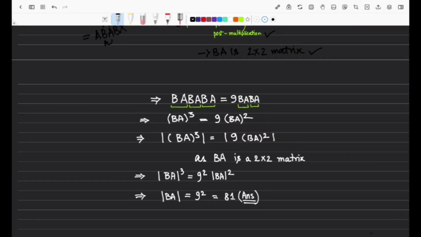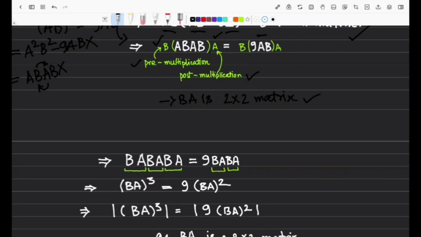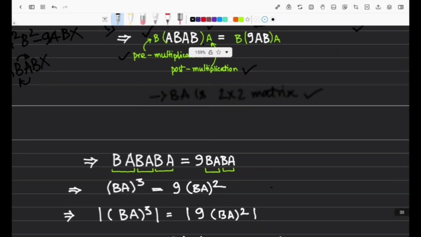So here's the next part of the solution. After the post multiplication, let me just magnify it a bit. After the post multiplication, what you get is 3 parts of BA, right? You get the first part of BA, the second part of BA, and the third part of BA, right? And in the right hand side, what you get is 2 parts of BA, right? Now I can replace this one as BA whole cube.